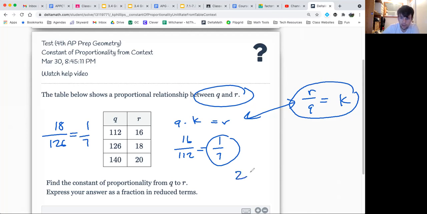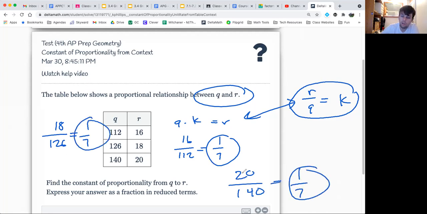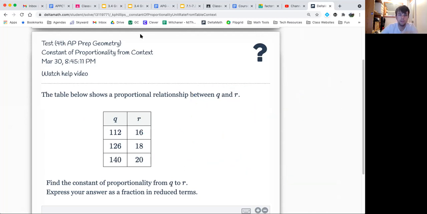And then the last one over here, 20 over 140. Those are both divisible by 20. So we get 1/7 again. So all of these ratios for each of these entries were the same. So our constant of proportionality here is going to be 1/7.